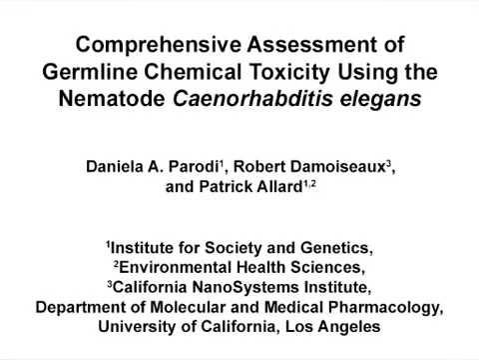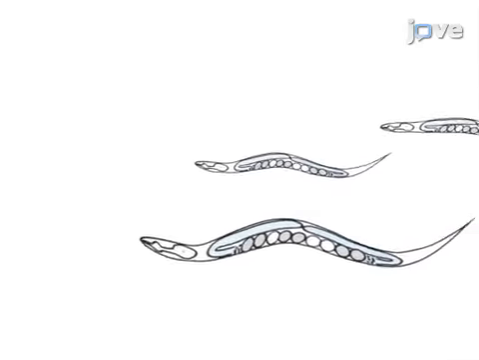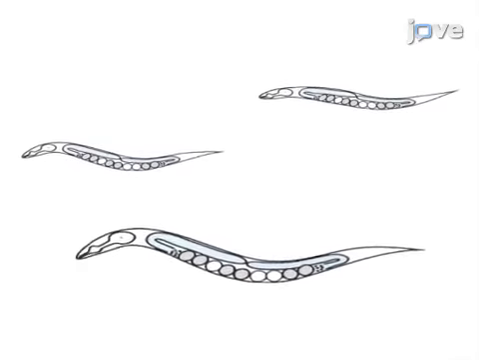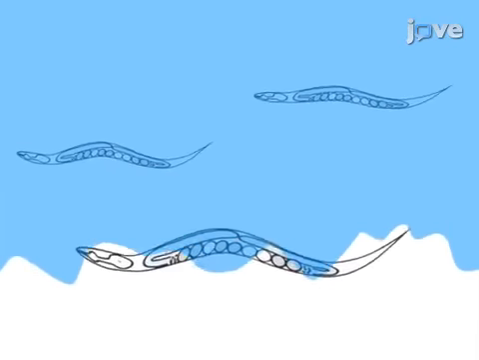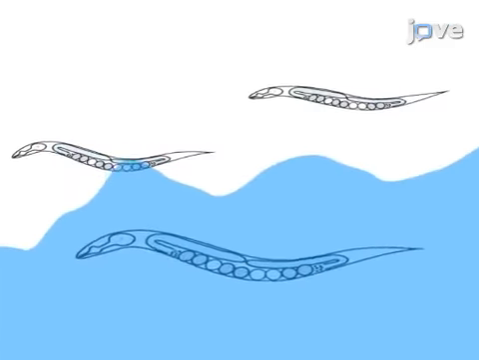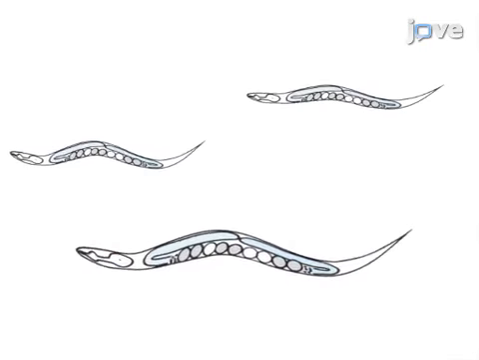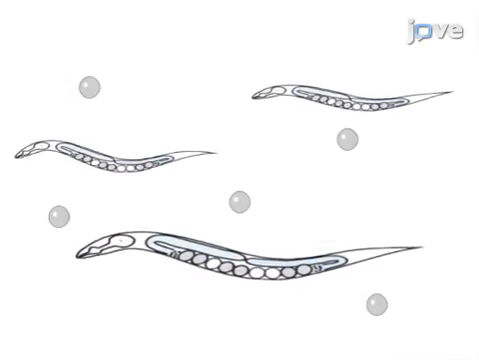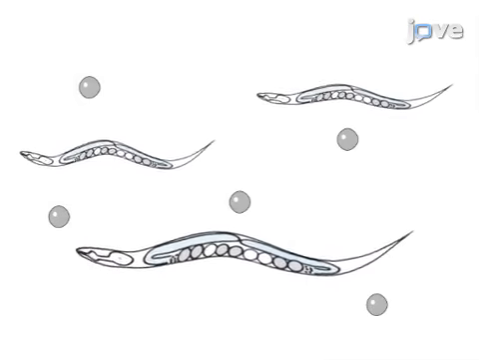The overall goal of this procedure is to comprehensively assess germline chemical toxicity using the nematode Caenorhabditis elegans. This is accomplished by first synchronizing worms by adding a diluted bleach solution to a mixed-stage worm population of the C. elegans PXOL1 GFP strain. This step generates a large number of embryos protected from the bleach by their eggshell.